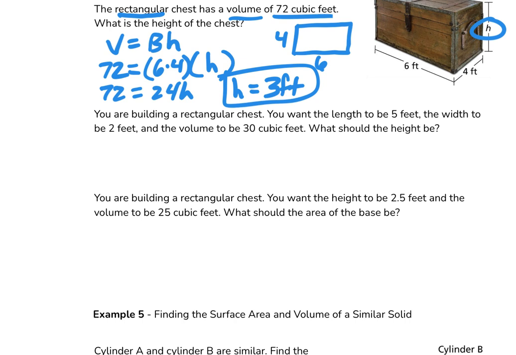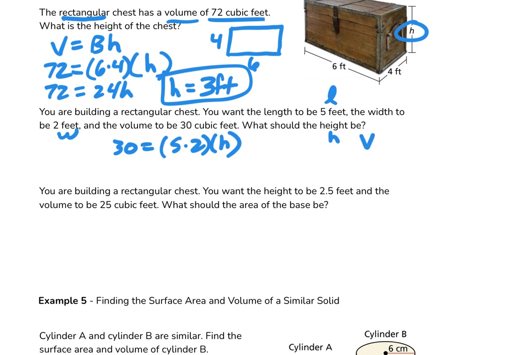Okay, the second one here doesn't give us a picture, but it's kind of the same idea. This is my length. This is my width. We're trying to find the height. So we're going to say 30 equals length times width times the height. Okay, you might have seen this before.